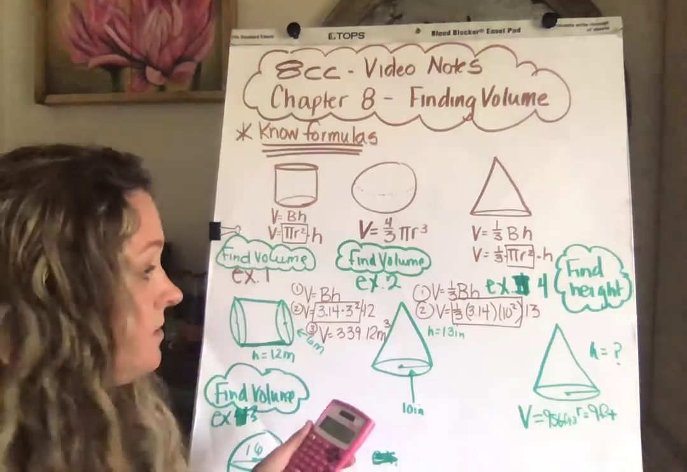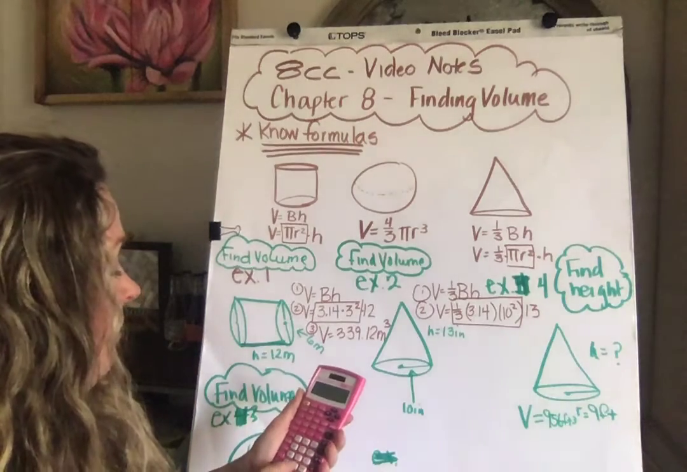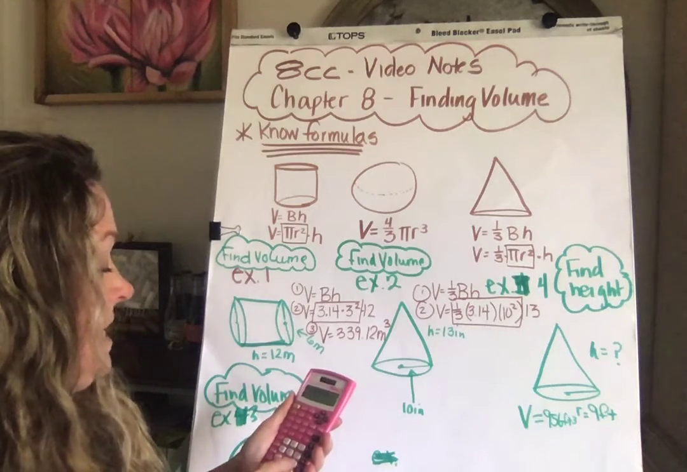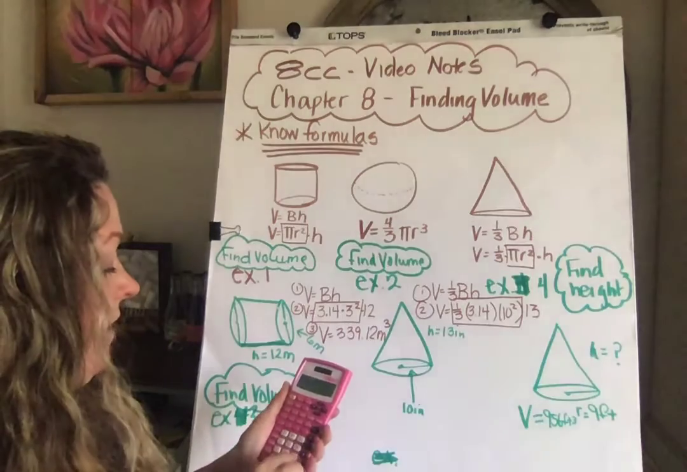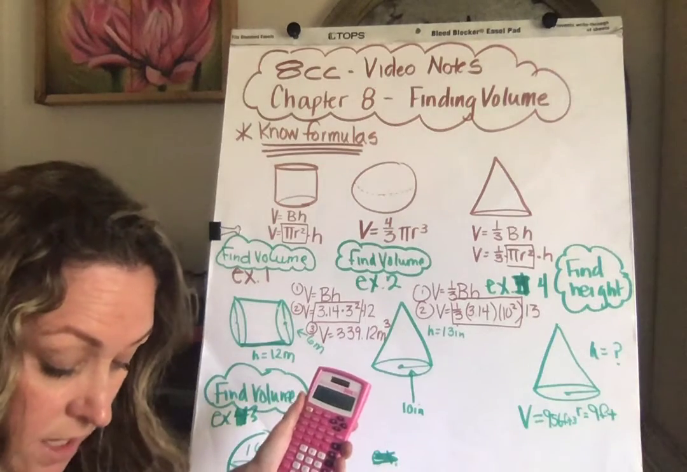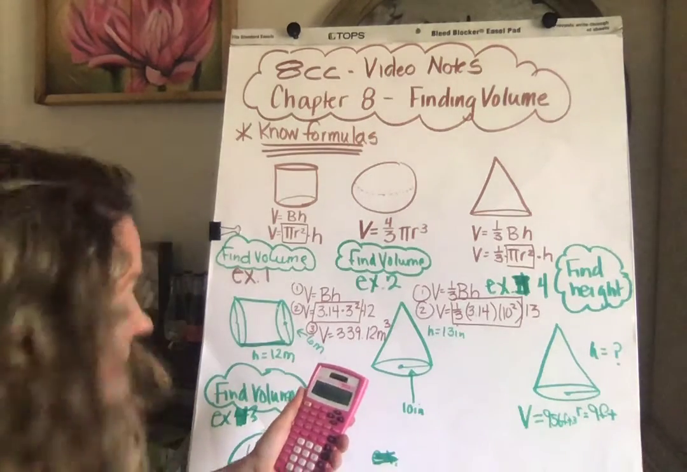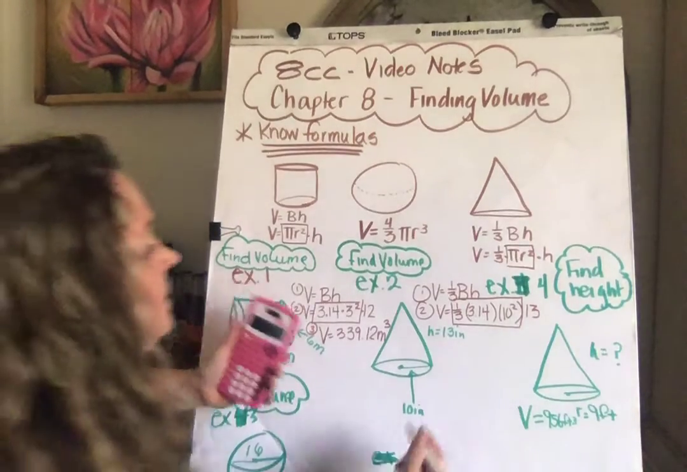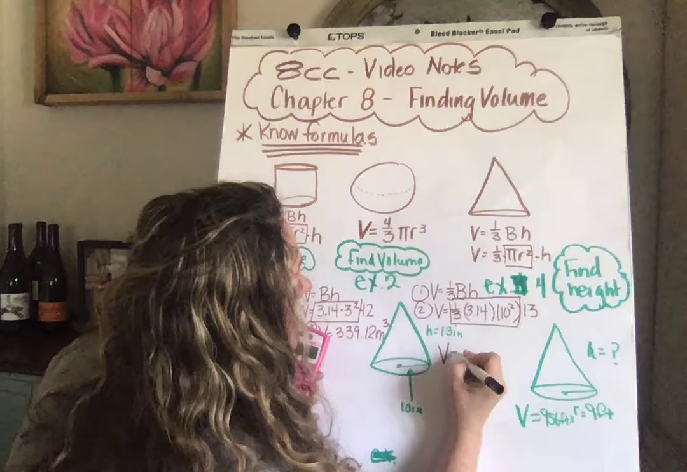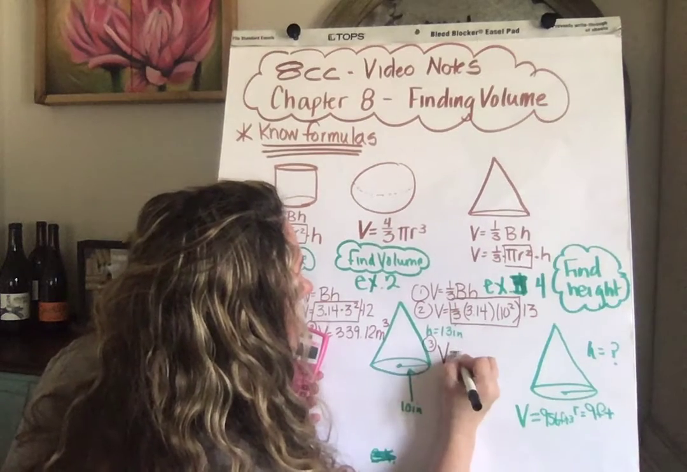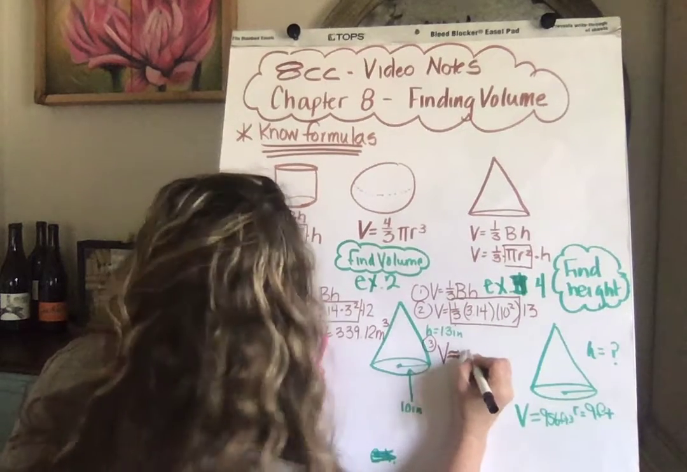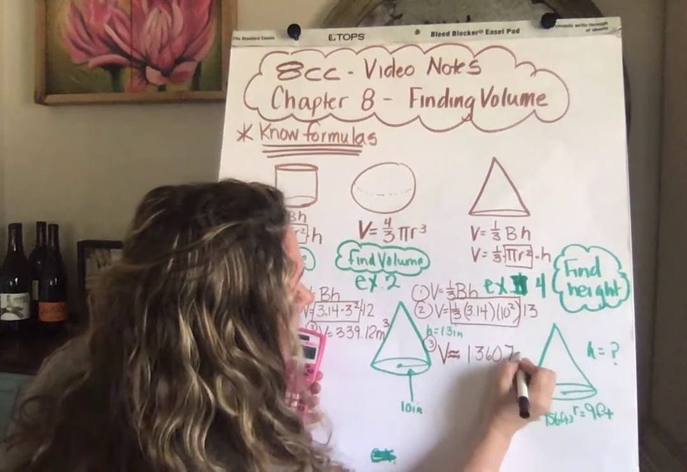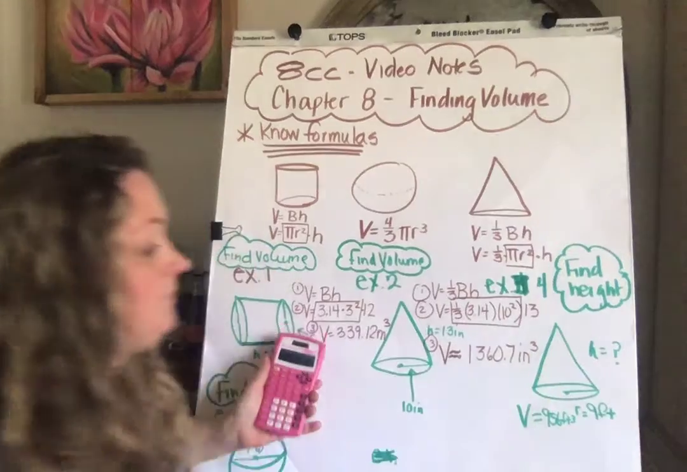You're going to get the same answer. So I'm going to do 3.14 times 10 times 10 times 13. I hit equal, I divided by 3, and I got 1,360.66666. And so I'm going to round it. I use my estimation and I say 1360.7 inches cubed. All right.